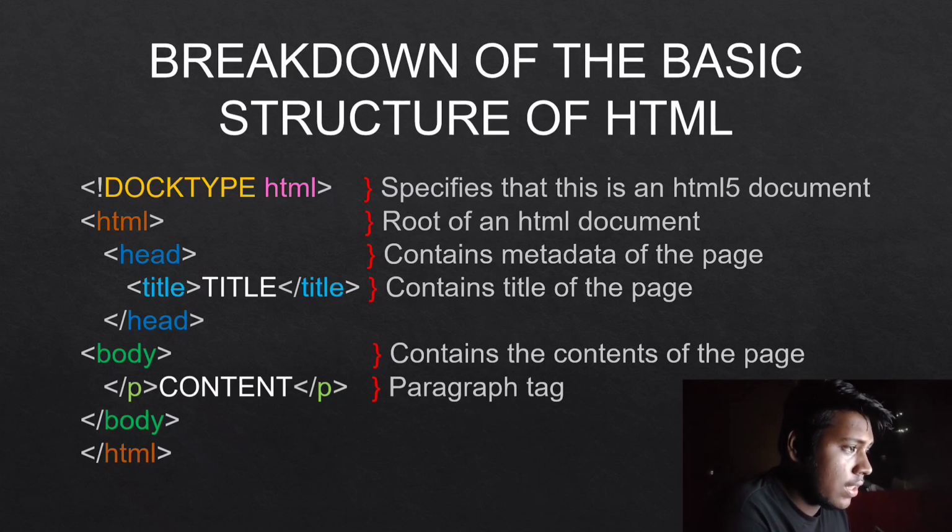In the next line you can see that there is an HTML tag. The HTML tag is basically the root of an HTML document inside which other tags of HTML will function. The head tag of an HTML file contains the metadata of the page such as titles, the link to the style sheet, etc. The body tag contains the contents of a web page such as paragraphs, headings, pictures, etc. Inside the body tag there is a paragraph tag which contains the paragraph of any content, such as the enclosed content.